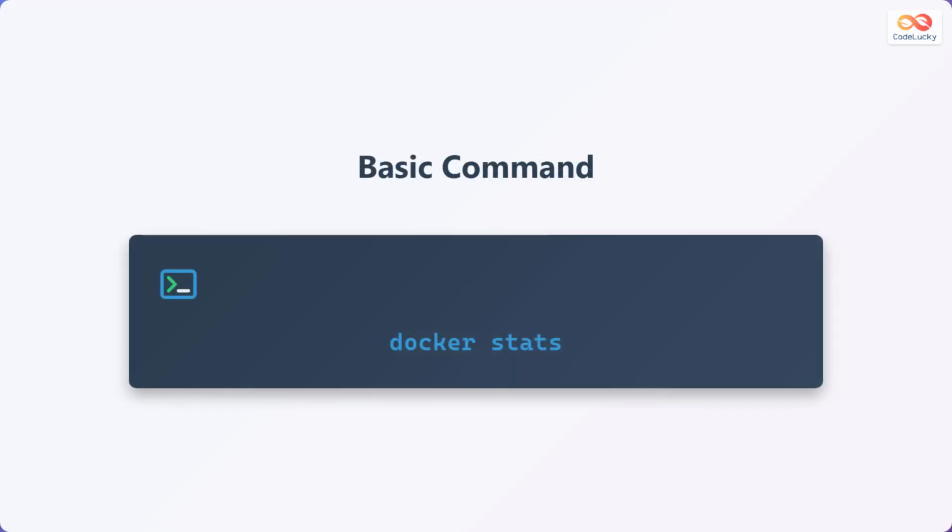To use Docker stats, simply open your terminal and type docker stats. This command will display the resource usage for all running containers.